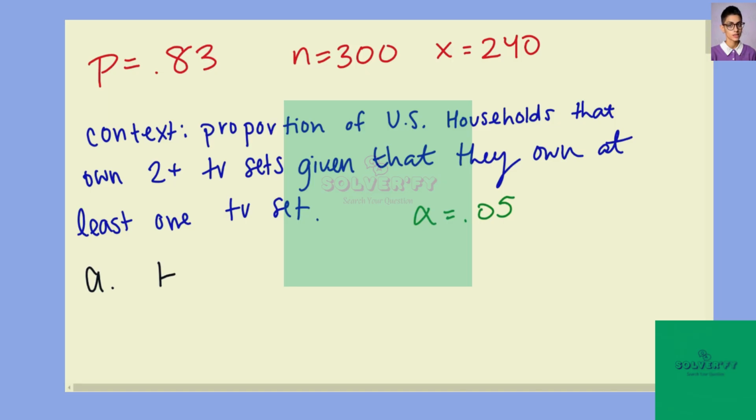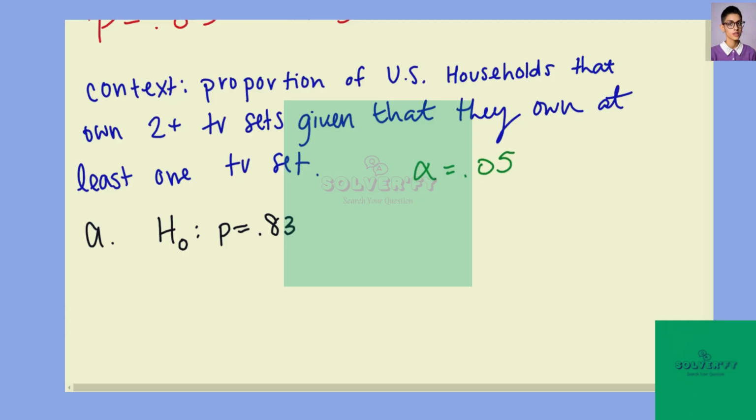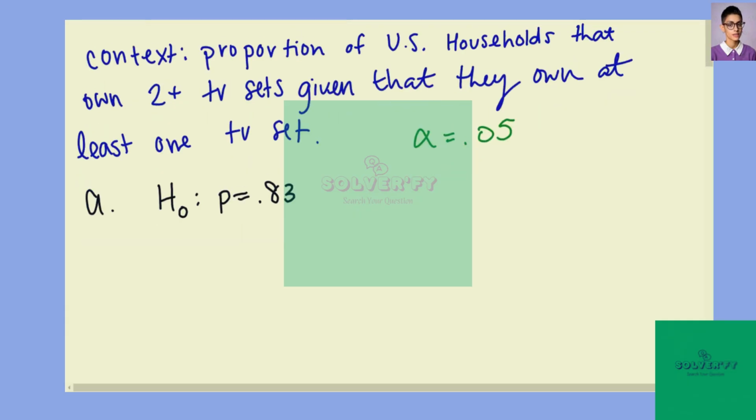So first we have our claim, or our null hypothesis, and that's what we're given as the true population proportion, 0.83. We want to find out if the true proportion is less than that. So our alternative hypothesis is that the true population proportion is less than 83%.